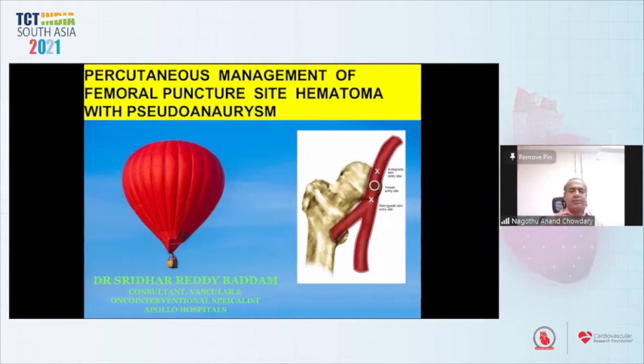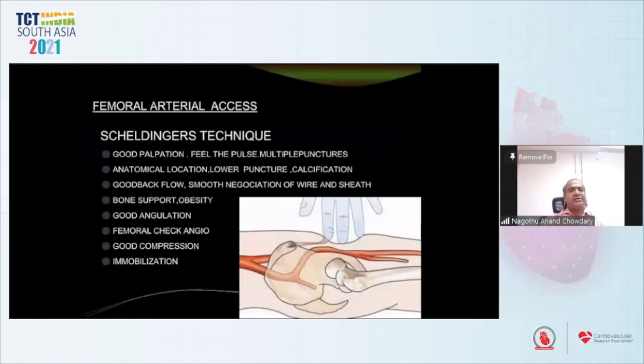Percutaneous access of the vessel into the body is a very important step in performing these endovascular procedures. The first important step is the femoral access, or the vascular access site. The technique is called Seldinger's technique. Here we do a good palpation of the vessel, and see that there is underlying bone support.